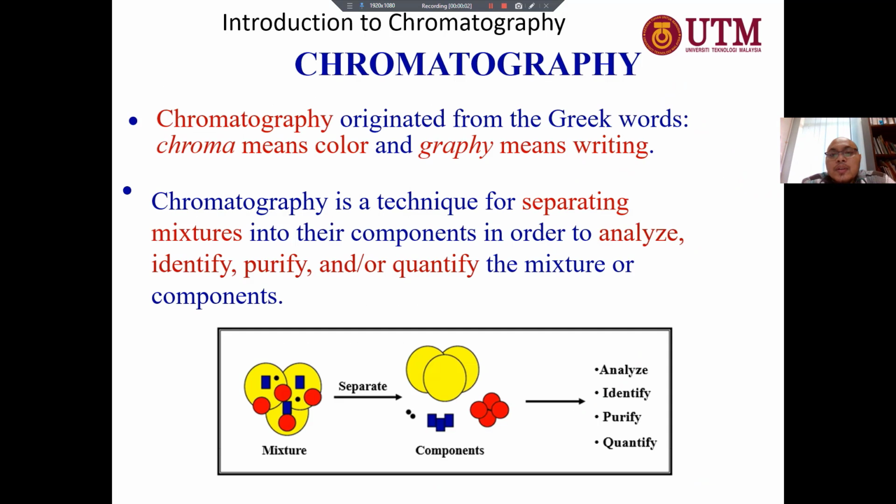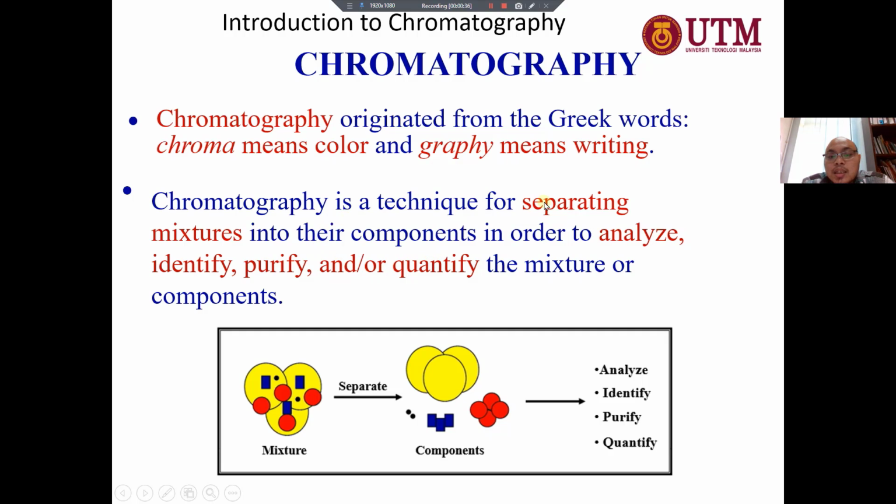Let's go to the definition of chromatography. Chromatography originated from Greek words. Chroma means color, and graphy means writing. So it means color writing. For example, you want to write the colors of a rainbow, so you want to separate the colors of the rainbow. Chromatography is a technique for separating a mixture into its components in order to analyze, identify, purify, and quantify.